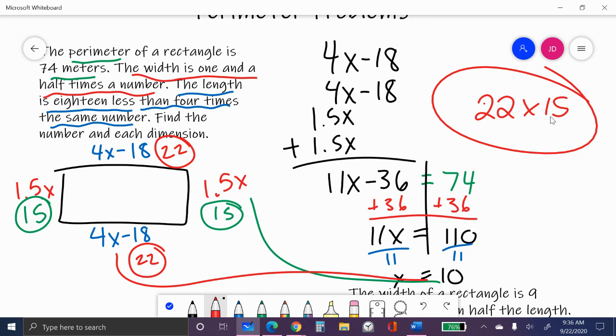And be careful, it might ask you what's the longest side or what's the shortest side. All right, let's take a look at the next one.